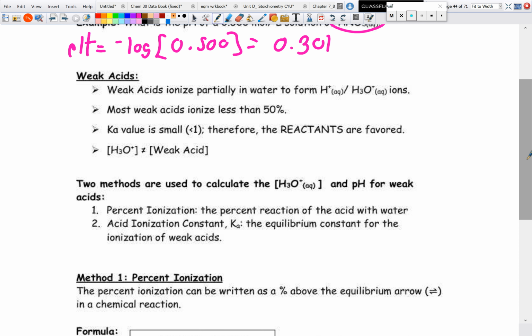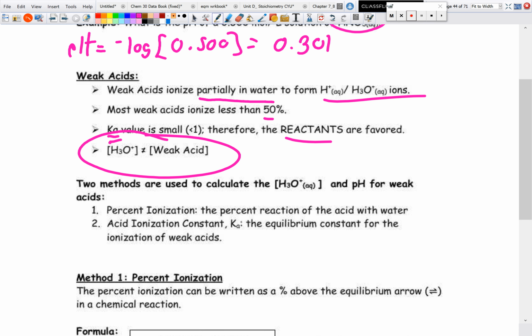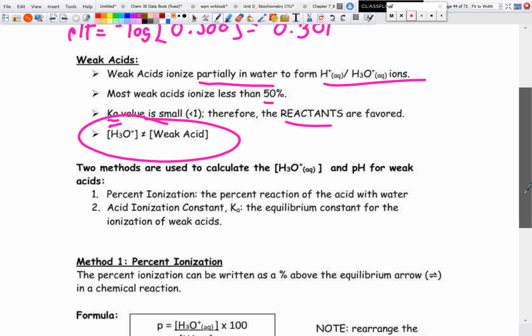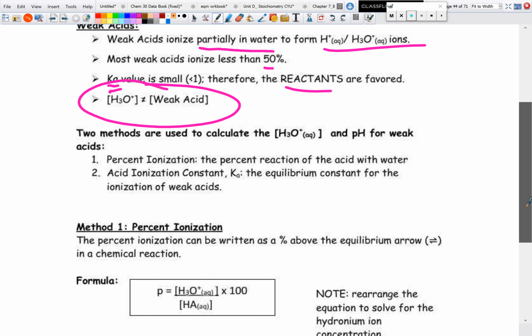So remember, weak acids only partially ionize in water to produce the hydronium ions, and for the most part, they're less than 50%. So that means that the ionization constant for the acid, or the equilibrium constant for the acid, is generally less than 1, or the reactants are favored. So we cannot say that the concentration of hydronium is equal to the concentration of the acid. We will need to use equilibrium.